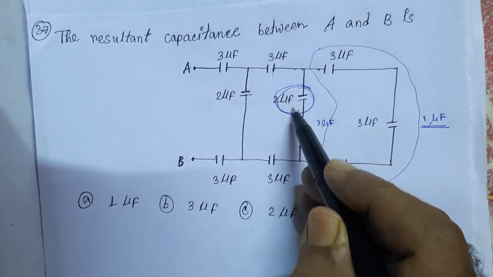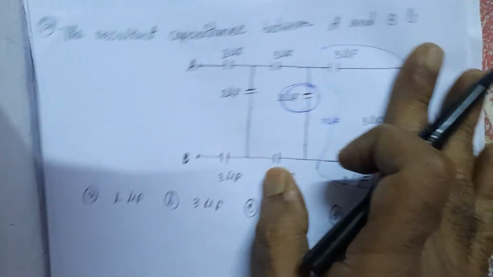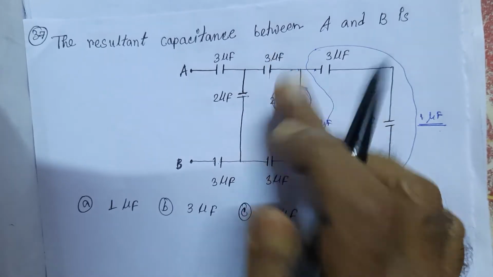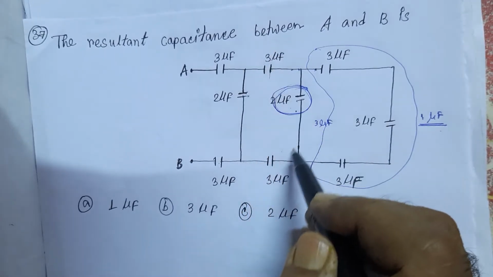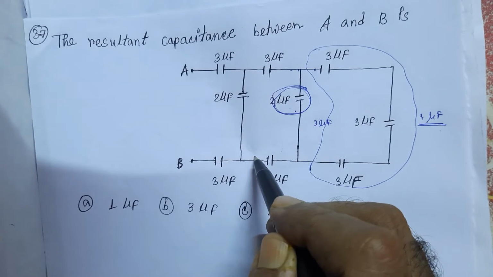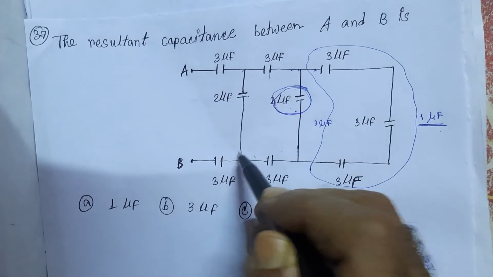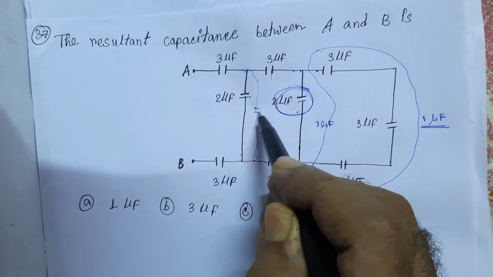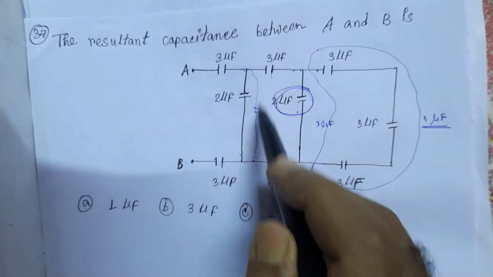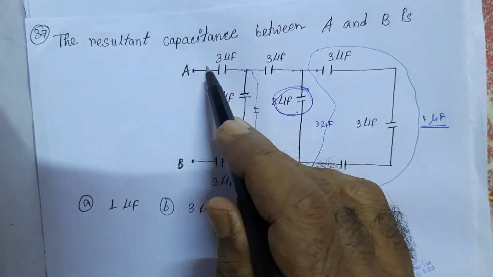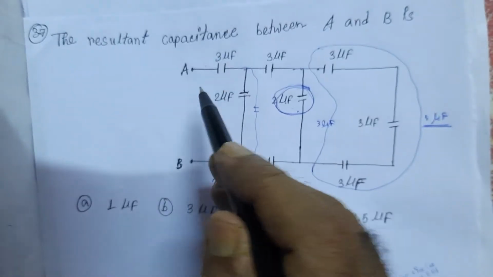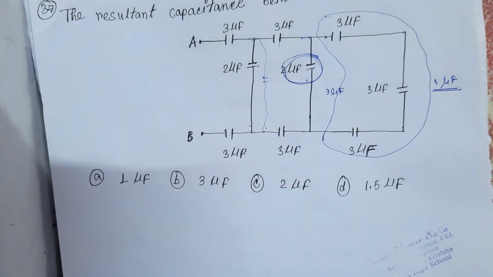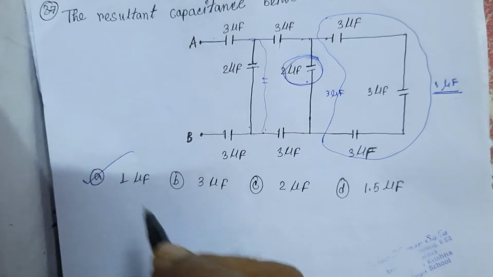If we put here 3 microfarad, neglecting other portion, then 3 microfarad capacitors again in series combination, their equivalent capacitance is 1 microfarad, and that 1 microfarad capacitance is parallel with 2 microfarad capacitor. So it will yield only 3 microfarad capacitor. These 3 microfarad, 3 microfarad and 3 microfarad capacitors are again in series combination. So the equivalent capacitance is 1 microfarad. So the correct choice of the question number 37 is A.